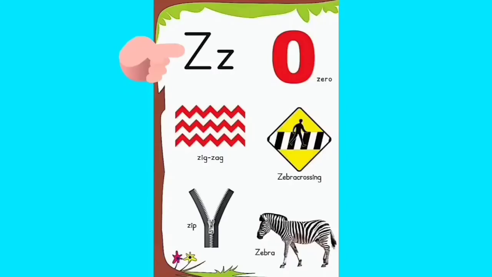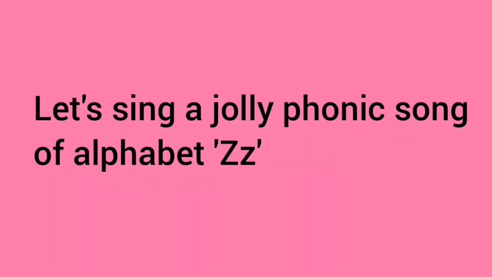This is alphabet Z. Mama Z, baby Z, capital Z, small z. Z for zero. Z for zigzag. Z for zebra crossing. Z for zip. Z for zebra. Let's sing a jolly phonic song of alphabet Z.